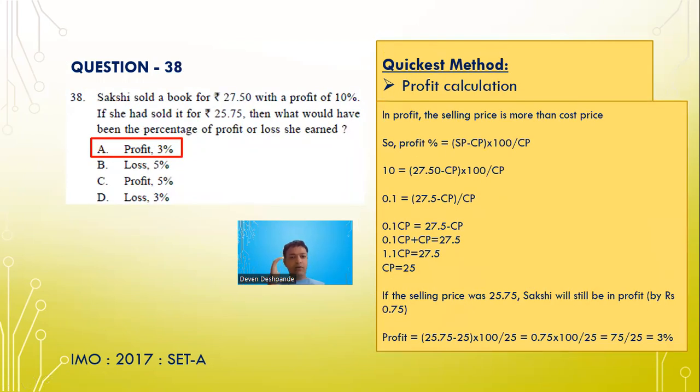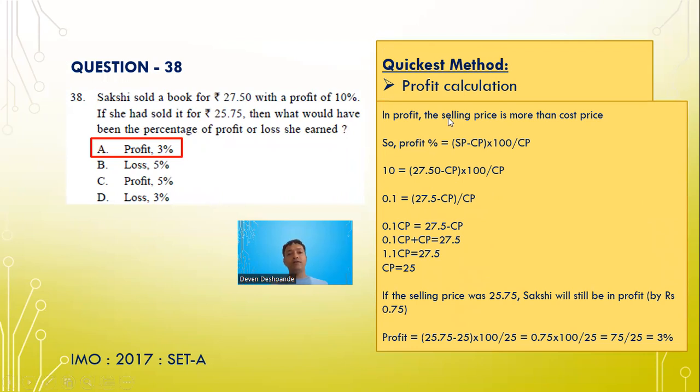Next one. Question number 38. Sakshi sold a book for 27.50 rupees with a profit of 10%. If she had sold it for 25.75, then what would have been the percentage of profit or loss she earned?